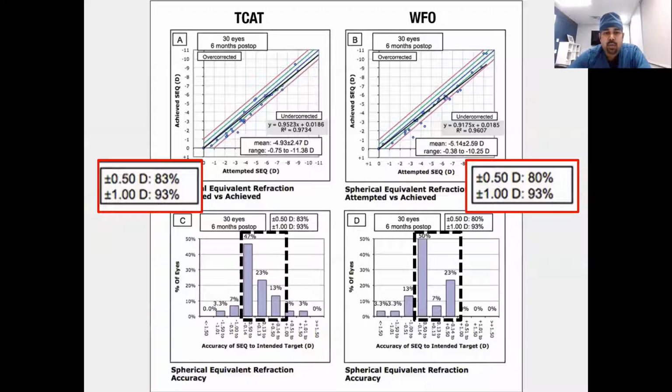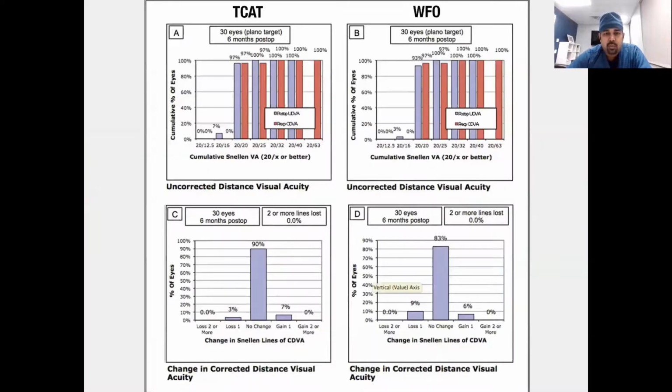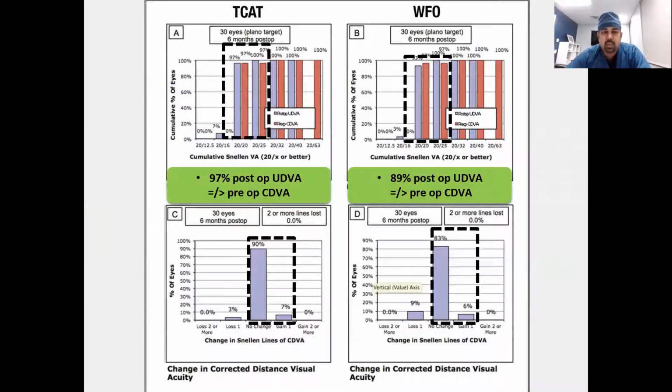Postoperatively, though the number of patients within plus or minus 0.5 is similar between the two groups, if you look at the number of patients who gained lines better than their preoperative vision, 97% of patients gained a better uncorrected vision than their preoperative best corrected vision. That was better in the TCAT, or topo-guided, groups because the aberrations in the cornea are also treated better than in your wavefront optimized profile.